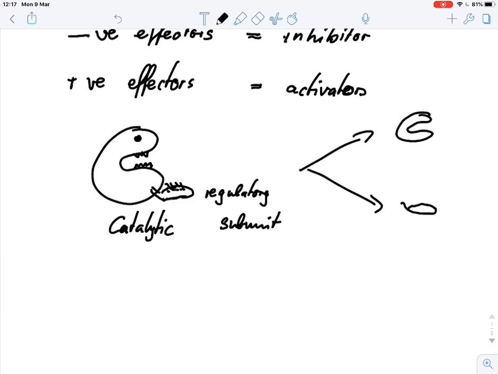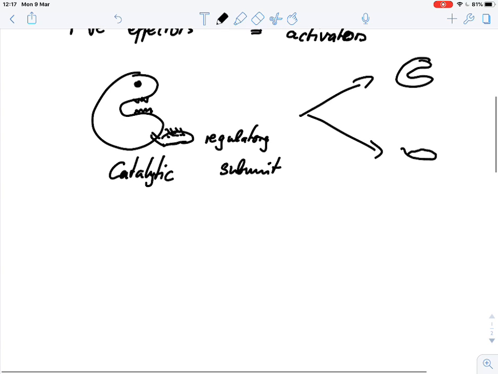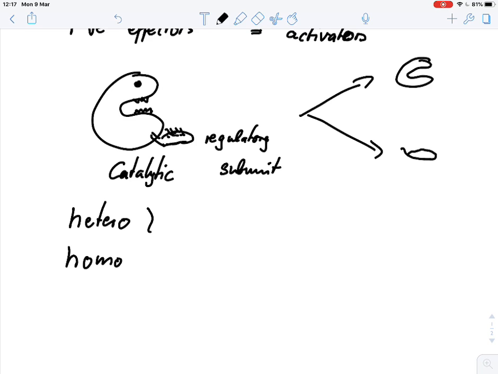But in order to be able to turn this thing on or off, you would have to have them both together. That is called a holoenzyme. Holo means all together. So this regulatory subunit can do things, can, say, induce the enzyme to work faster, to release the products quicker, and so on. We distinguish between hetero- and homotropic effectors.